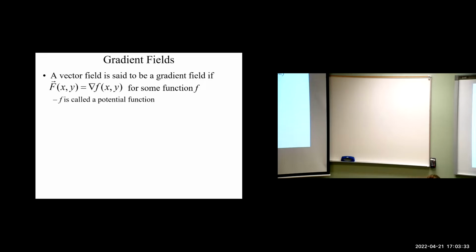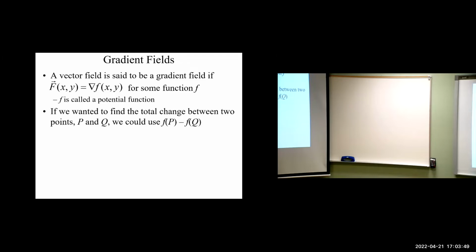All right. So, one of the ones we've done a lot is the function x squared plus y squared, which has the gradient 2x comma 2y. X squared plus y squared would be the potential function for that gradient field. Now, if we wanted to get the change between 2 points, given that vector field, well, we would just use the potential function and take f at our final point minus f at our initial point, to get the net change.